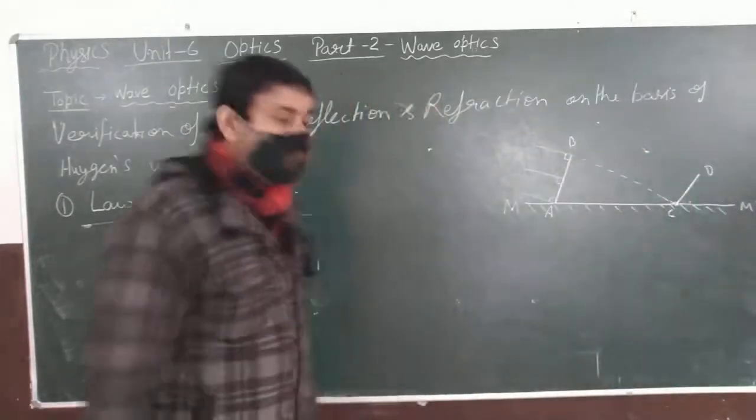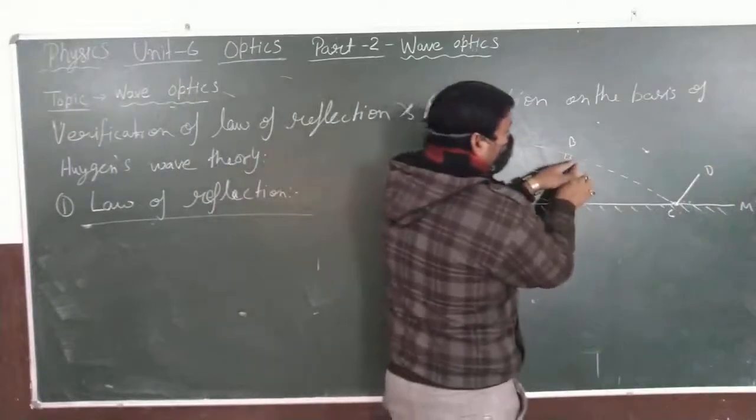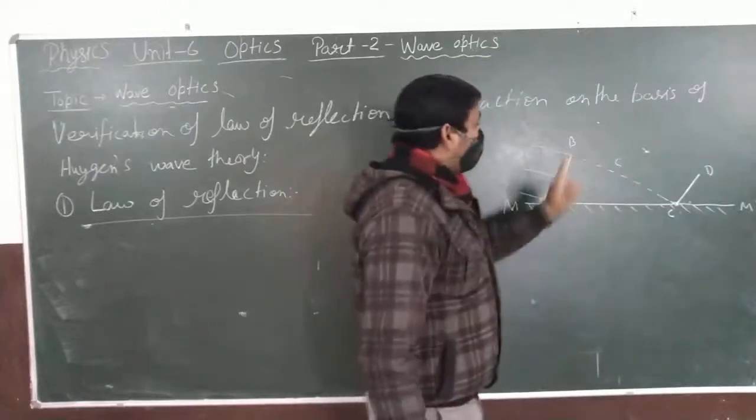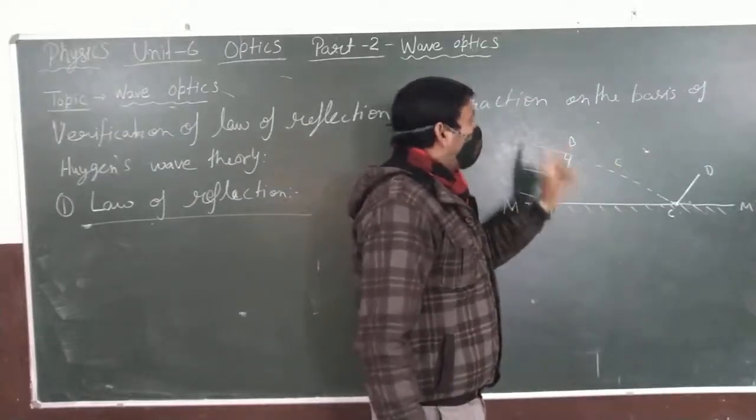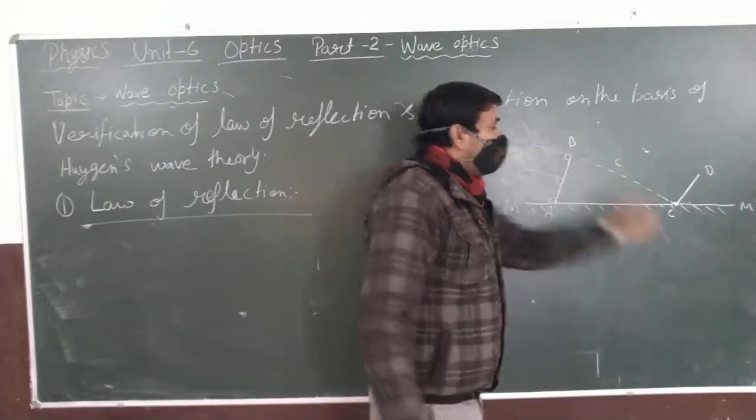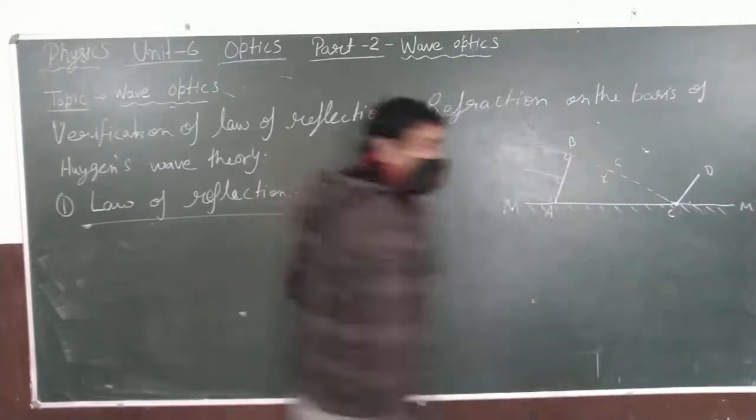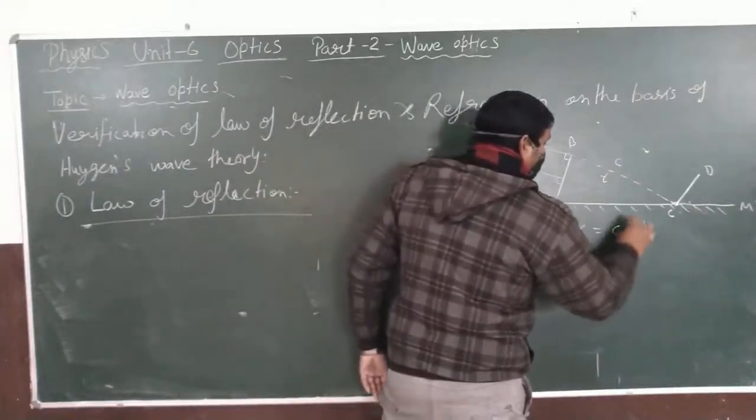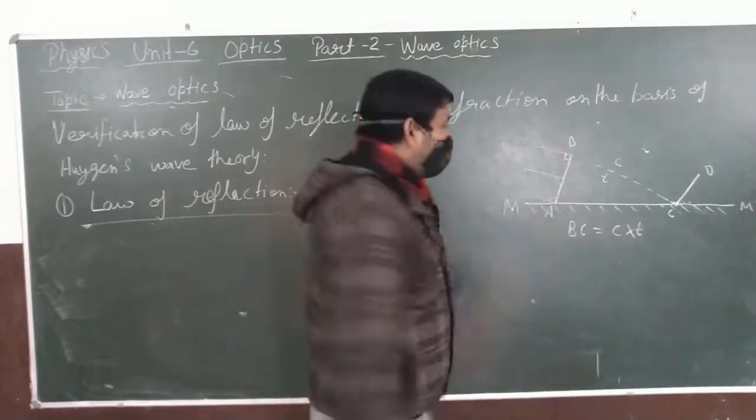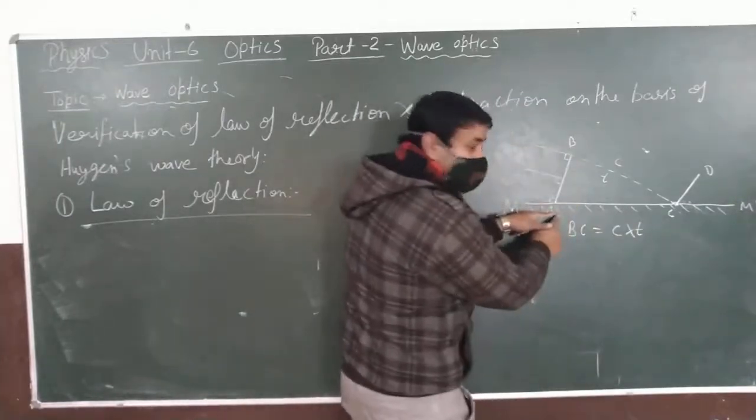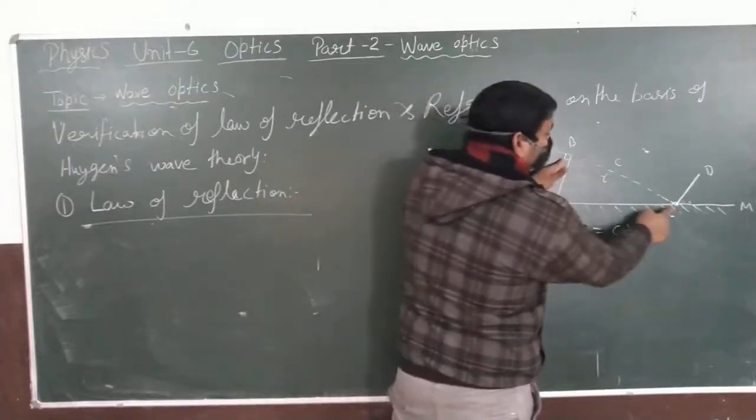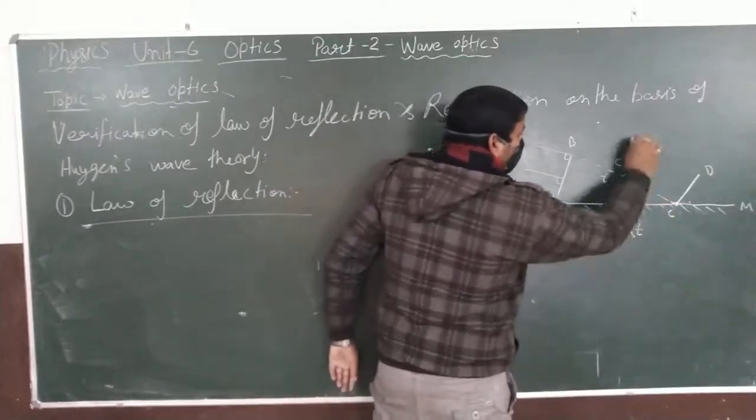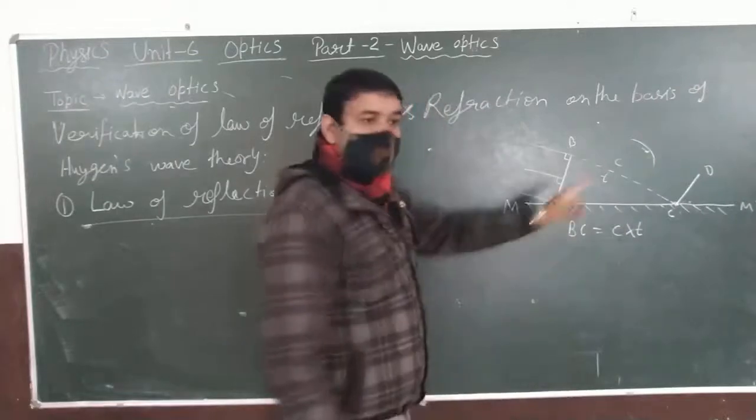After incidence here, it will reflect from the mirror and travel in the direction of D. Now if the speed of light in the medium is c and the time taken by the ray traveling from B to C is t, therefore BC equals c into t. Now with center A and BC as radius, we draw an arc.